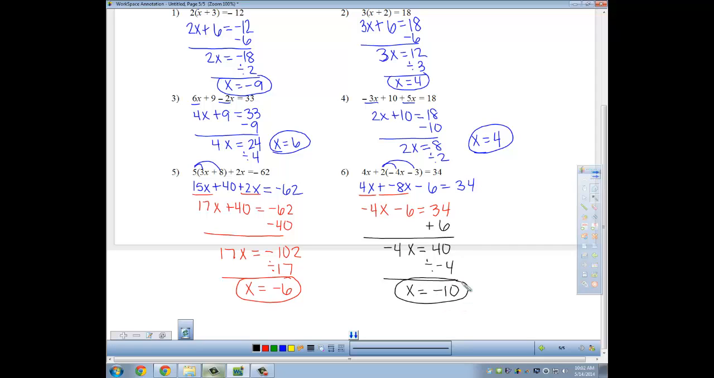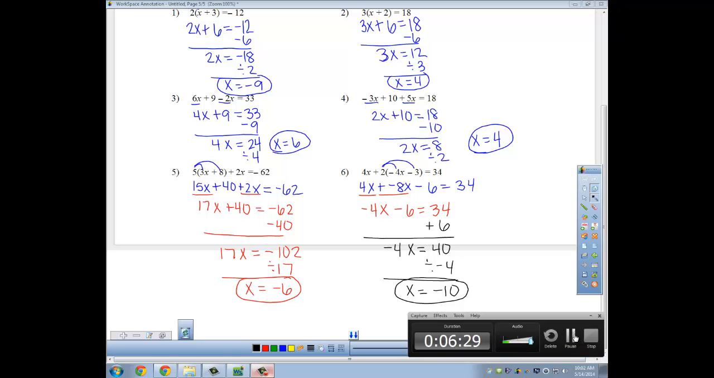Okay, so not that much different than what we're used to, but there are definitely more steps. If you need to rewatch the video and slow it down, that's perfectly fine.